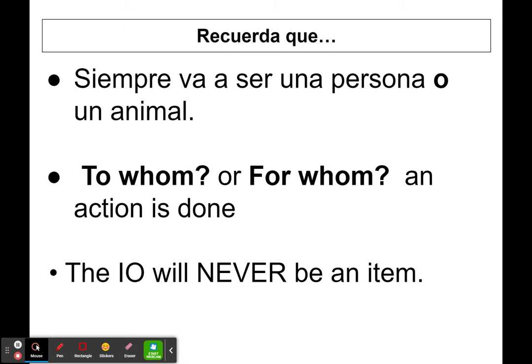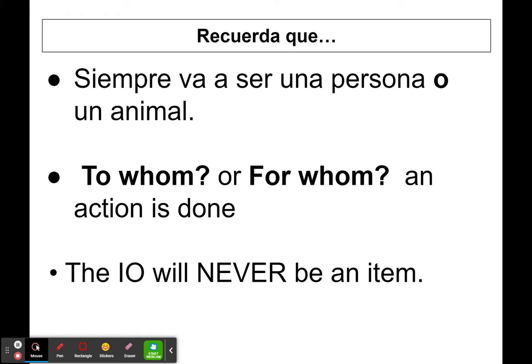Important thing to remember, recuerda que siempre va a ser una persona o un animal. So the indirect object of a sentence will always be a person or an animal, or always, people or animals. It will never, ever, ever be an object, a thing, an item, as you can see at the bottom there. So I'll repeat it. And in order to figure out what the indirect object of a sentence is, you need to ask yourself to whom or for whom an action is done.